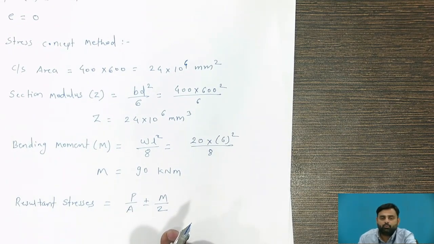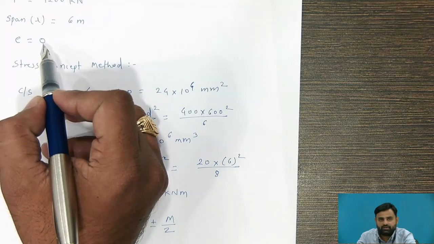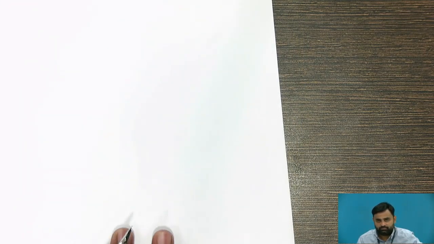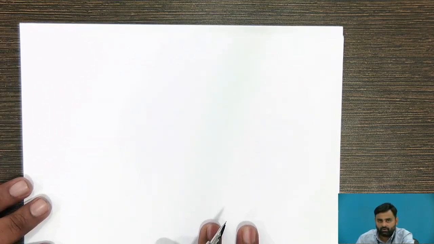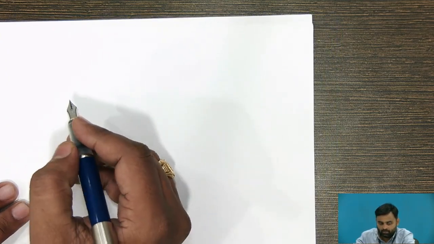Here we are not going to consider PE by Z, that is the stress due to eccentricity, because we know the eccentricity given is 0. So now, after this we will put the values in the formula and then we will calculate the answer.